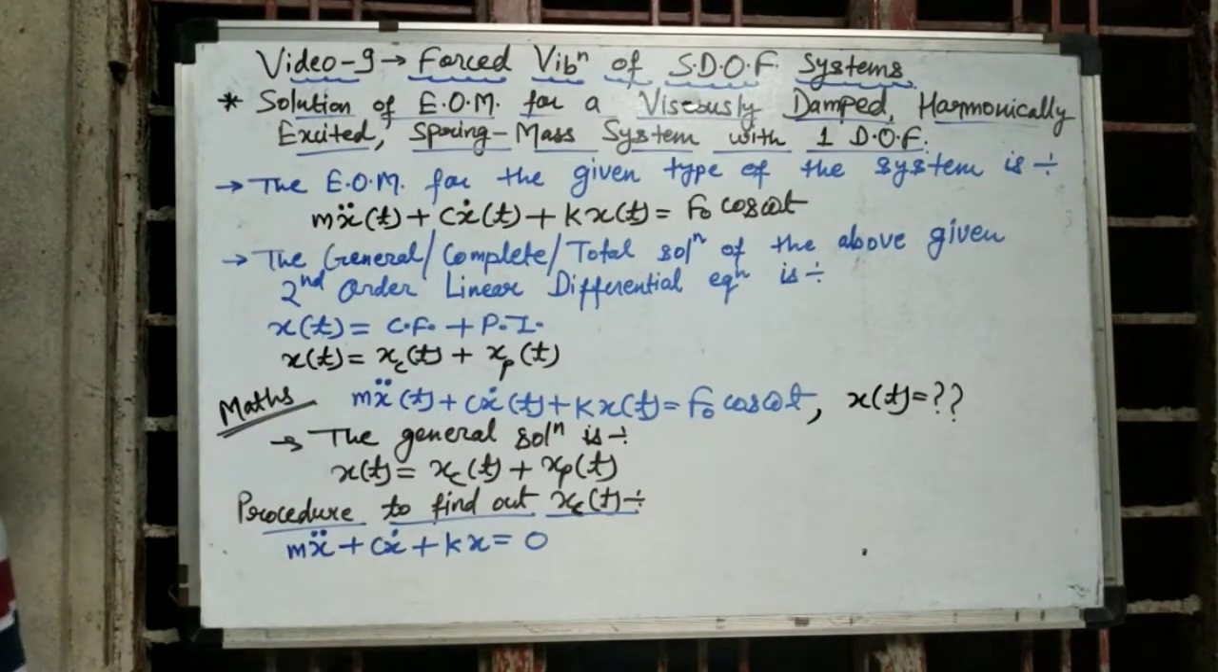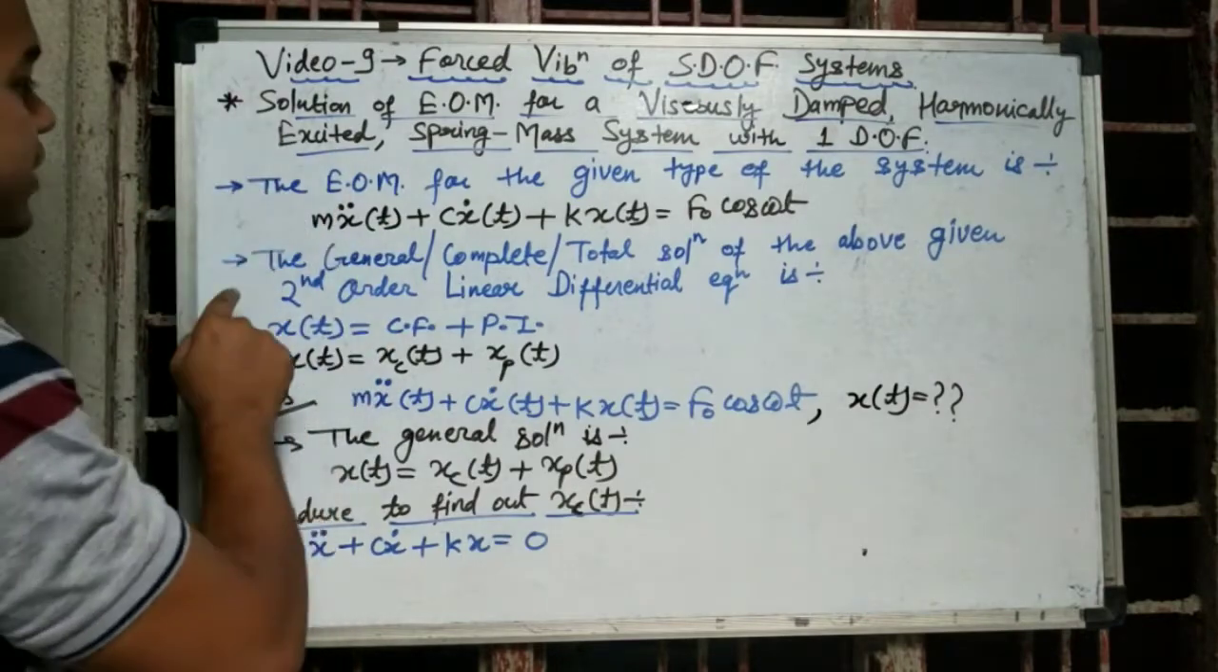In today's video, we are going to solve the equation of motion for a damped harmonically excited spring mass system with 1 degree of freedom. In video number 8, we have already derived the equation of motion for a viscously damped harmonically excited spring mass system with 1 degree of freedom. Today we are going to solve the same equation of motion.